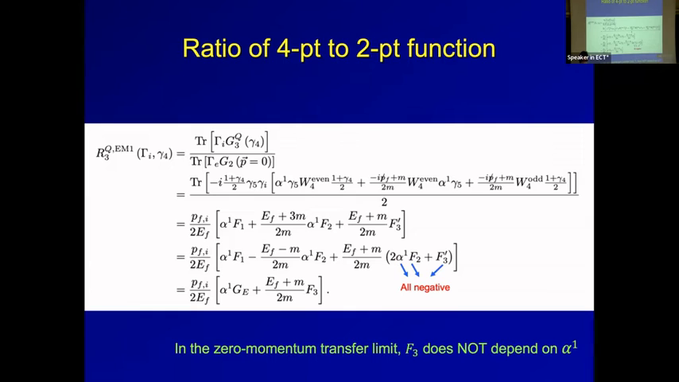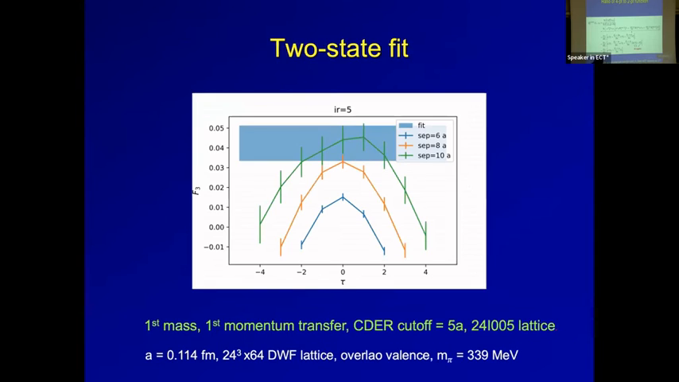So this is something which I thought is probably a neat way. When you do the calculation and extrapolate, it should not depend on alpha 1. In the literature there is some confusion. Some people got positive alpha 1, some people got negative alpha 1, depending on their definition of the topological charge. Okay, so here is something that we did with a two-state fit.